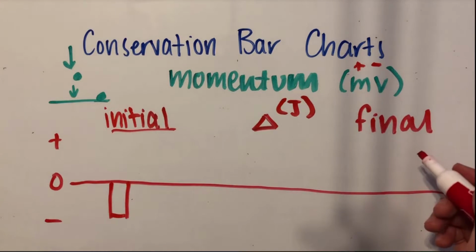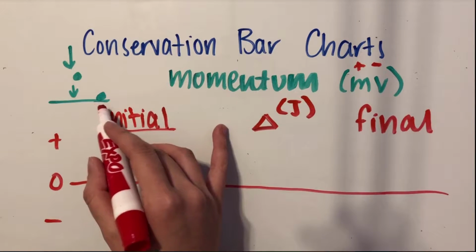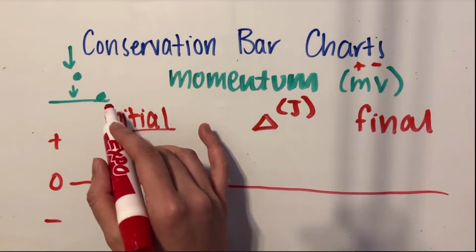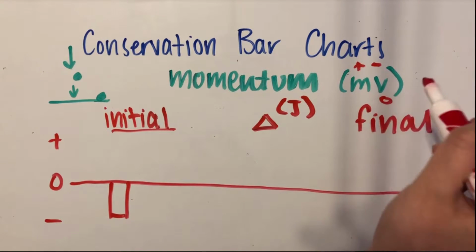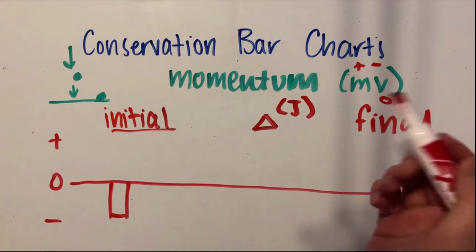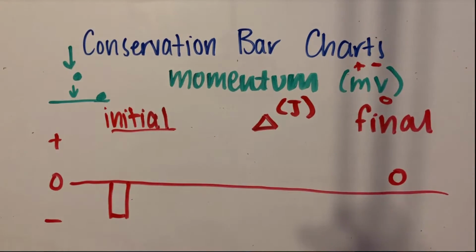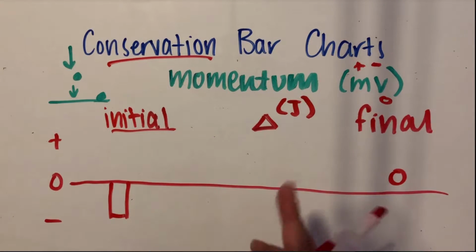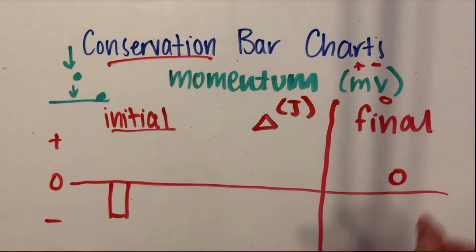Now for our final stage, we said it was going to be the moment right after the ball hits the floor. Now it's stationary and its velocity is zero. In this case, it doesn't matter what the mass is because anything times zero is zero, so you could just write zero there. Since this is a conservation bar chart, you have to make sure that whatever is on the left side of this line equals the right side.